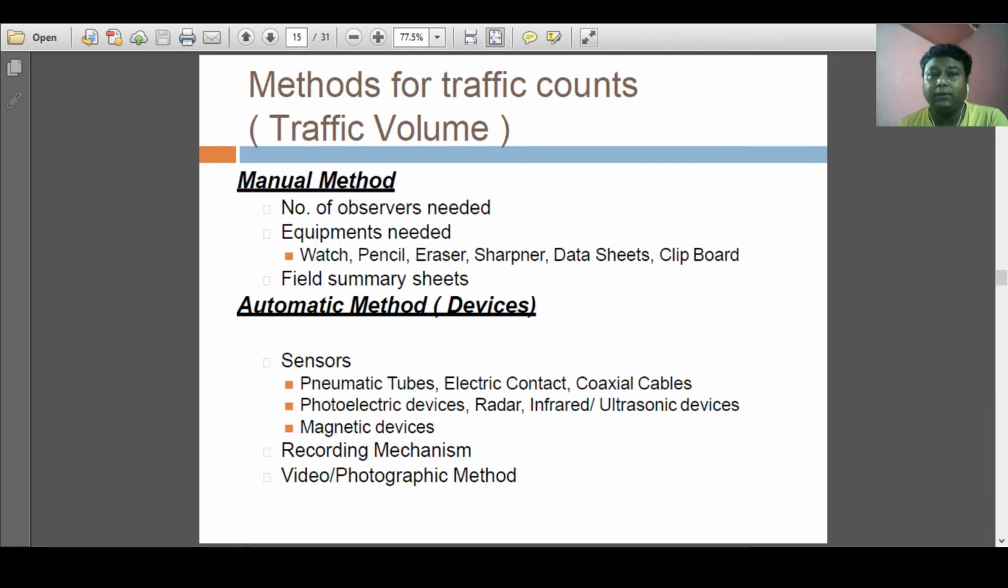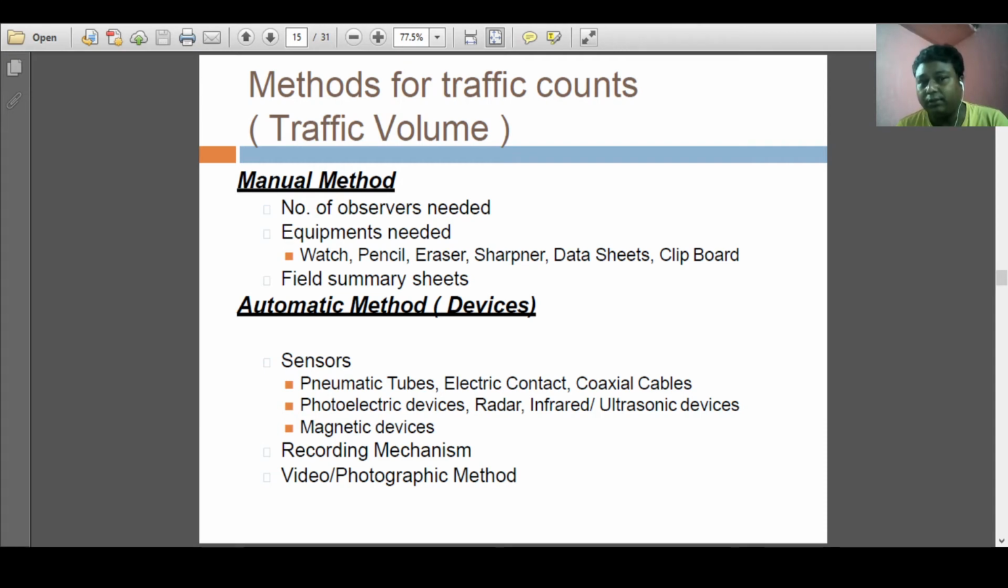Second one is the method for traffic count, meaning how we count this traffic volume. We have said that the traffic volume is very important, but what are the methods to count it? Basically there are three things: number of observers needed, equipment needed, and field summary sheet. The number of observers needed means the number of surveyors we need to appoint at the road sections where we want to construct or renovate a road.